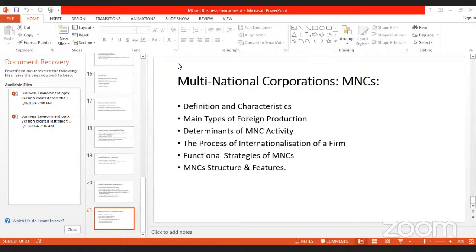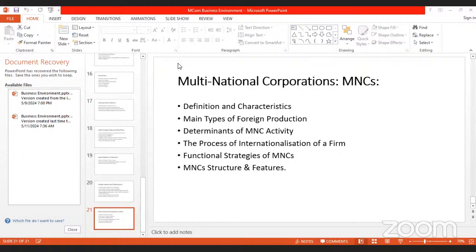Then there is a cost leadership strategy. So minimizing production and operational cost to offer competitive pricing. So that is the next strategy, that is cost leadership strategy. Under this, the production and operational cost are minimized to offer competitive pricing.